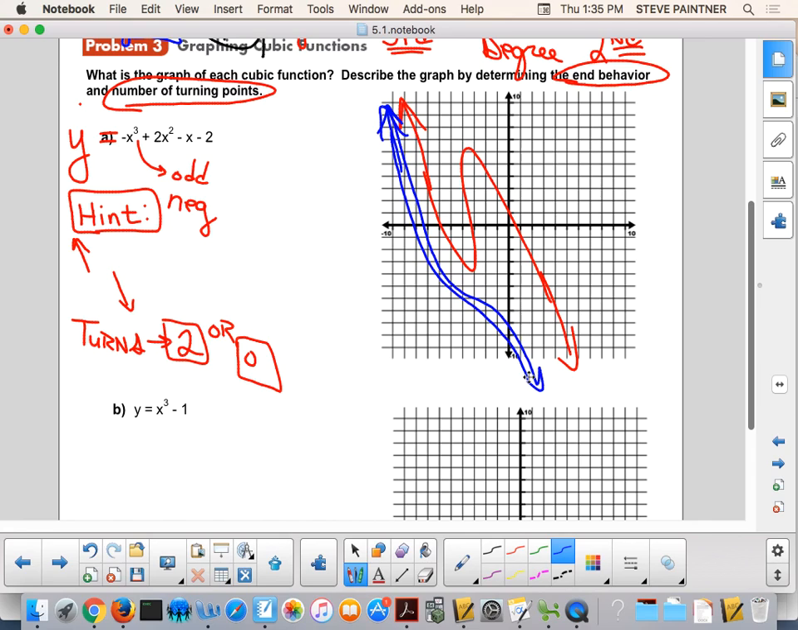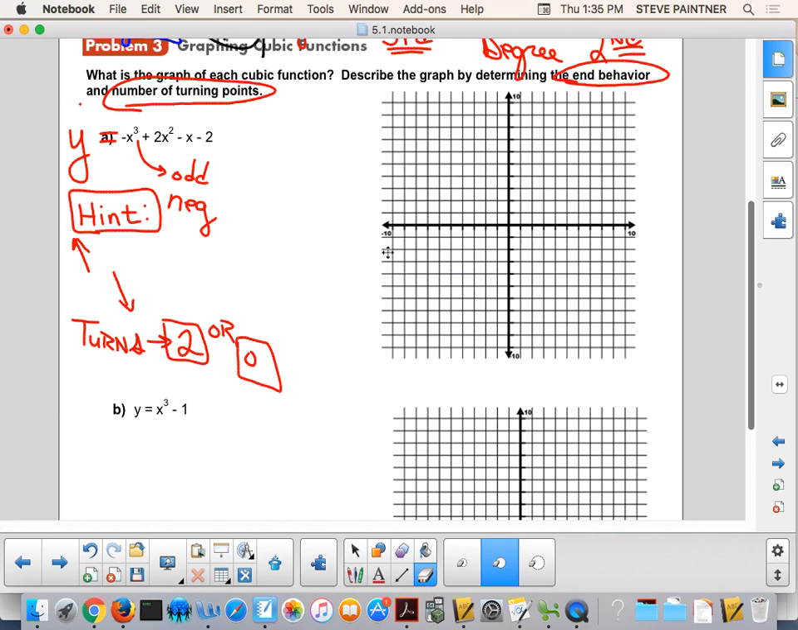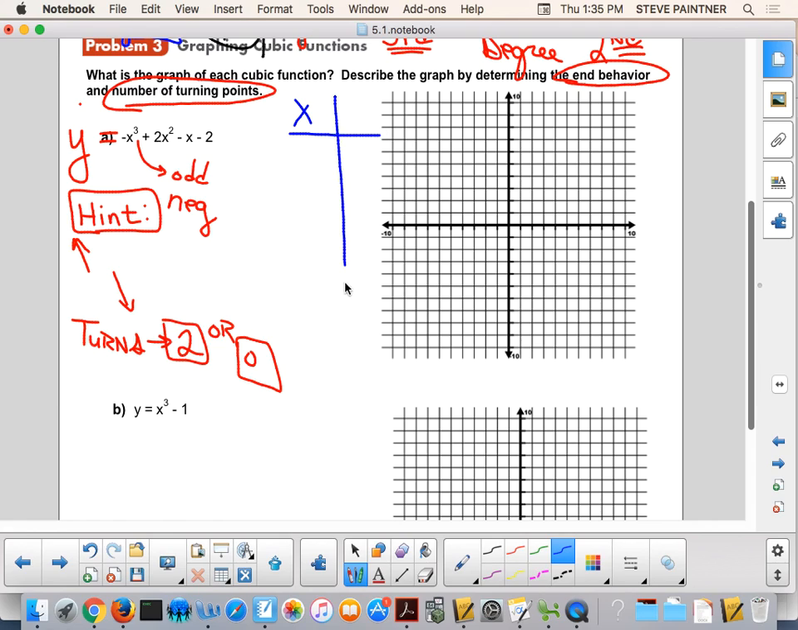And here's the bad part. The bad part is you have to make tables, because we don't know what it looks like, so we've got to start from scratch. Because it's a curve, you've got to do multiple points. What's a really, really easy number? 0. Put 0 in, see what happens.